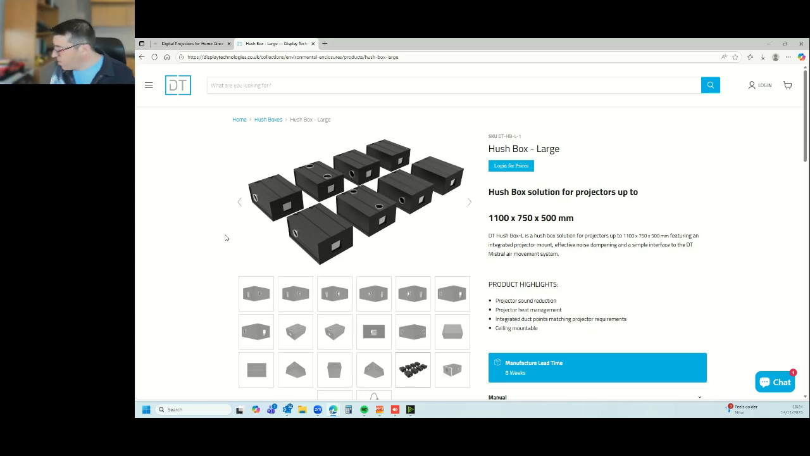What time are we up to? Oh, we're almost through our whole time. I've just blathered on. Right, I want to talk about screens just for a few minutes. Does anyone have any questions about hush boxes or anything like that? Or architectural integration in general, which we literally built a whole company around? Yep, perfect.